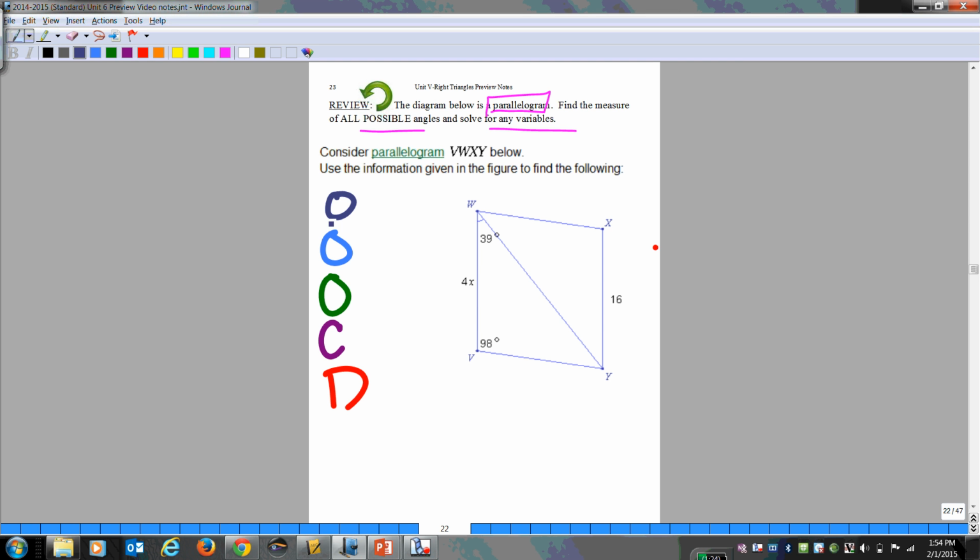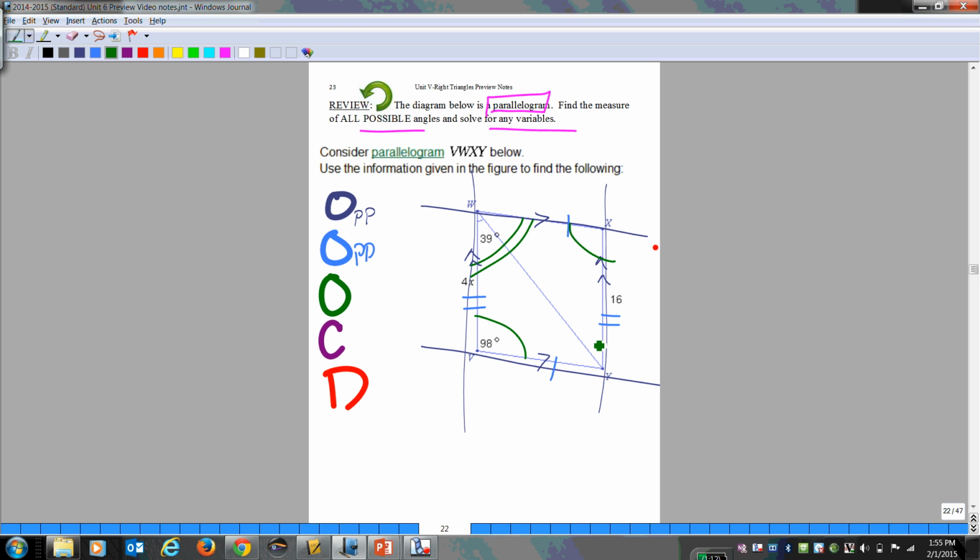For example, the first one is opposite sides are parallel. So you should mark opposite sides parallel. In fact, get in the habit of stretching them out, so they're parallel going both directions. The next one is the fact that opposite sides are congruent. So hatch mark opposite sides. Third thing is opposite angles are congruent. So angles that are across from each other are congruent.